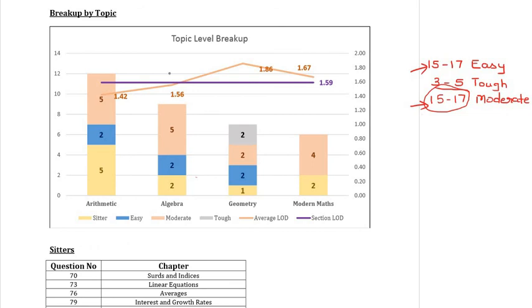So if we look at this section, we observe, as we said, that the average section LOD was 1.6. Now in Quant, there is a very easy thing as far as analysis is concerned, that there are 4 clear-cut areas: arithmetic, algebra, geometry and modern math. So you can actually analyze your strengths and weaknesses for each of those areas. Here when we look at this mock, there is a very clear-cut distinction. Arithmetic and algebra were both lower than the section average, which means these were the 2 easiest parts of this mock. Whereas geometry and modern math were the 2 toughest parts, with geometry actually being the toughest.